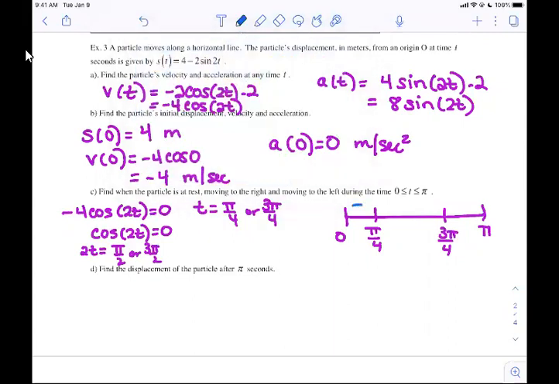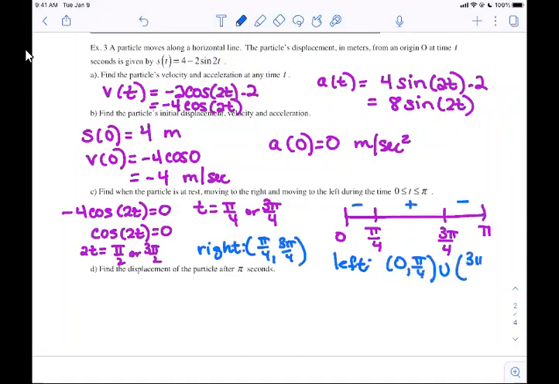So I got negative, positive, negative. So it's moving right from pi over 4 to 3 pi over 4. And the particle's moving left from 0 to pi over 4 union 3 pi over 4 to pi.